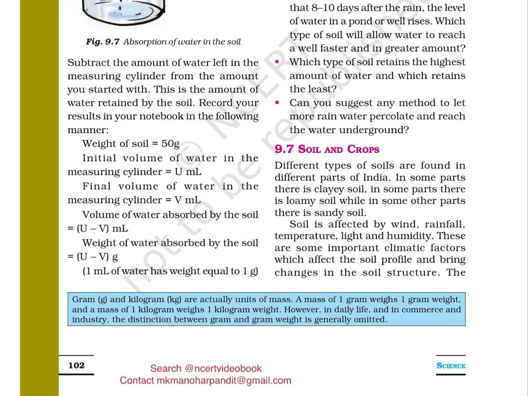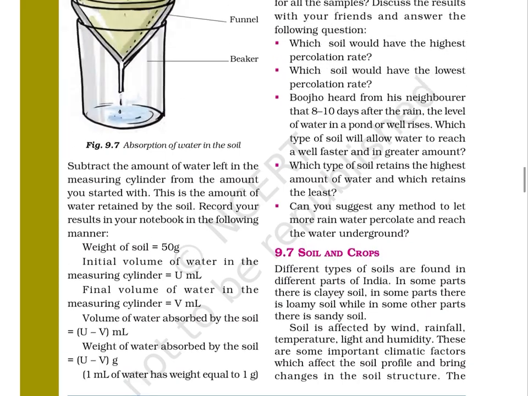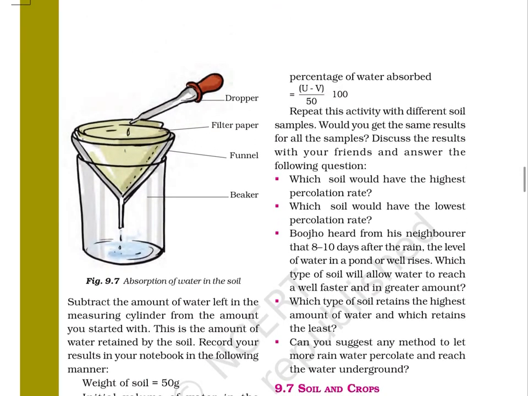Percentage of water absorbed is equal to (U minus V) divided by 50, multiplied by 100. Repeat this activity with different soil samples. Would you get the same results for all the samples? Discuss the results with your friends and answer the following questions.